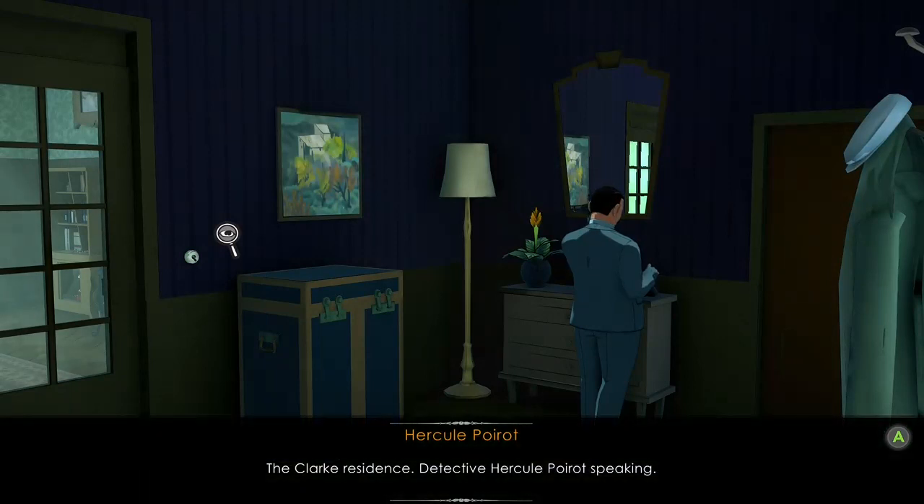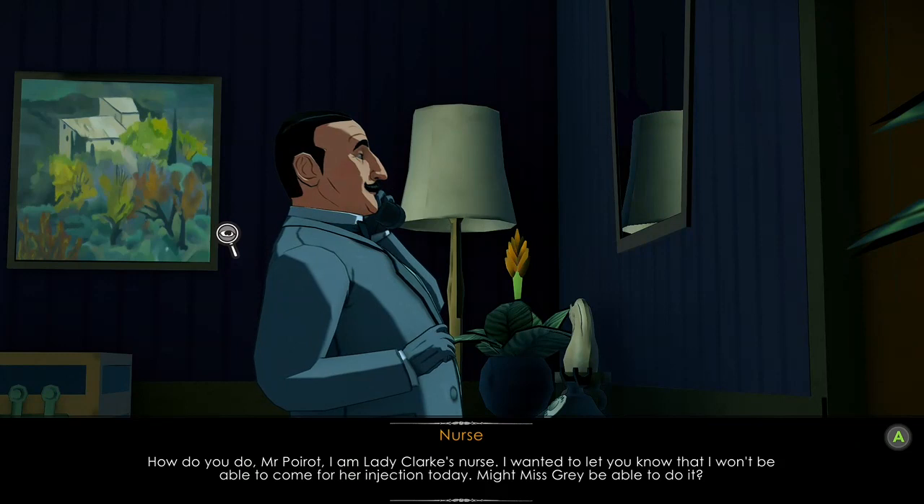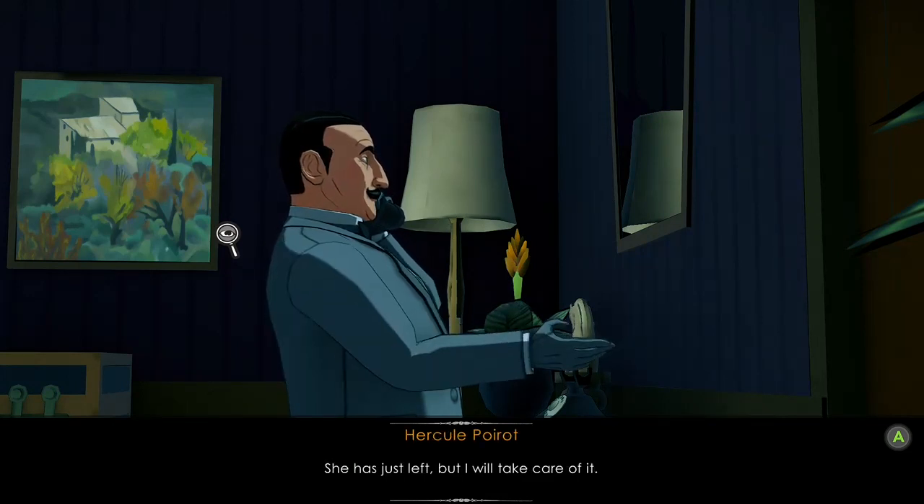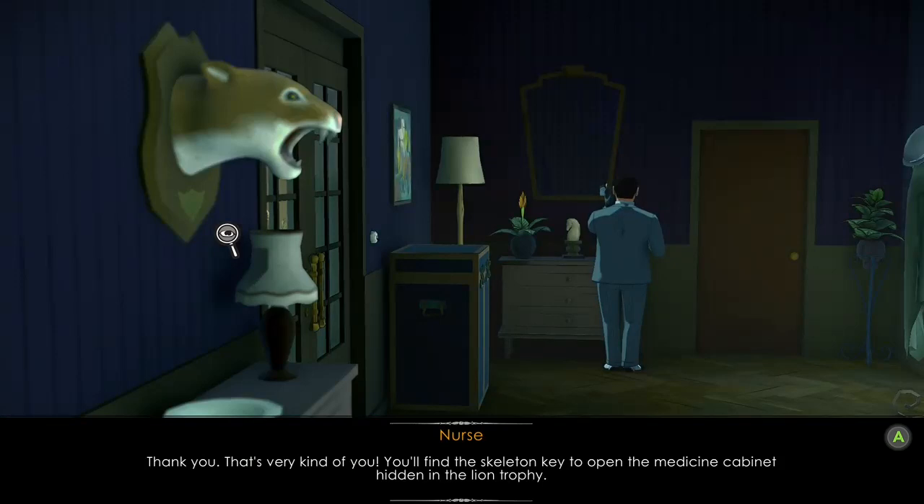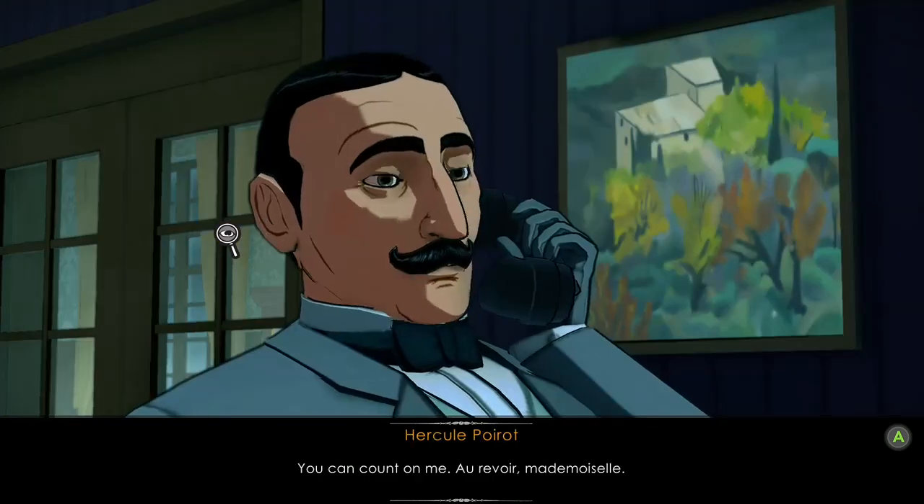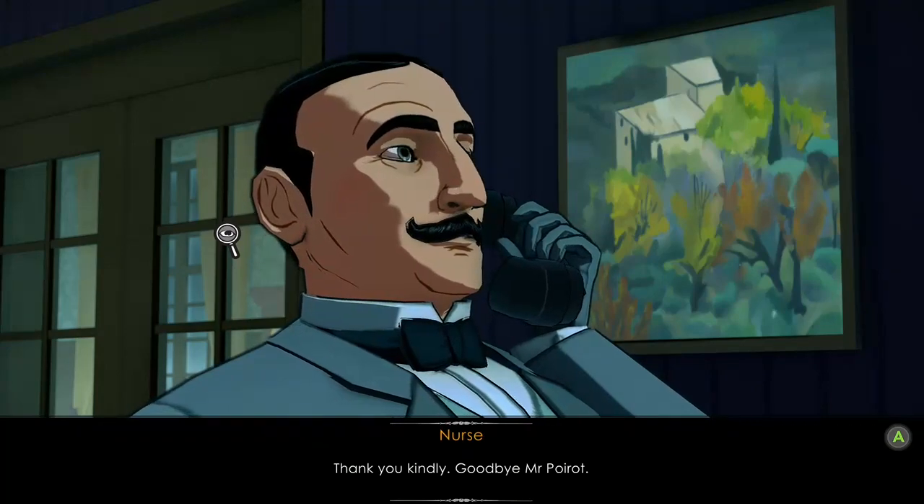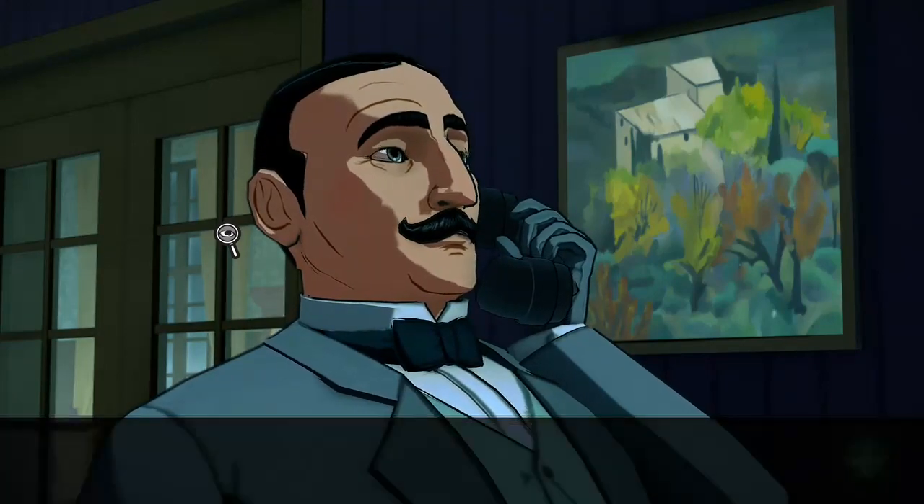The Clark residence. Detective Hercule Poirot speaking. How do you do, Mr. Poirot? I'm Lady Clark's nurse. I wanted to let you know that she has just left, but I will take... Thank you. That's very kind of you. You'll find the skeleton key to open the medicine cabinet hidden in the lion trophy. You can count on me. Au revoir, mademoiselle. Oh, thank you kindly. Goodbye, Mr. Poirot.